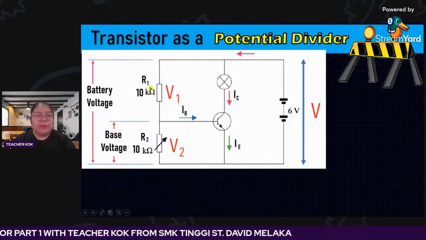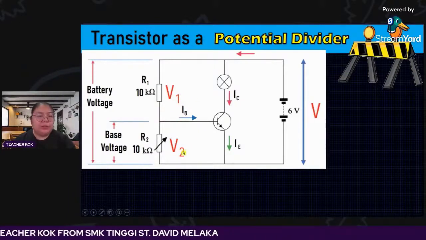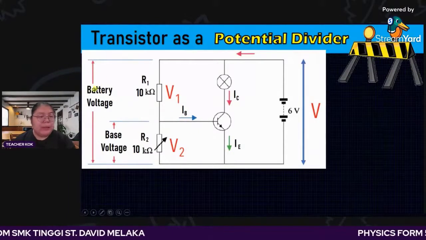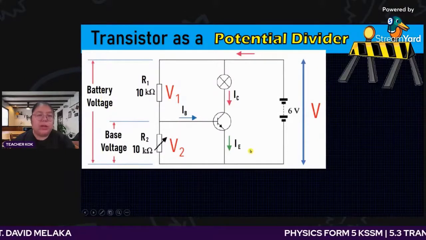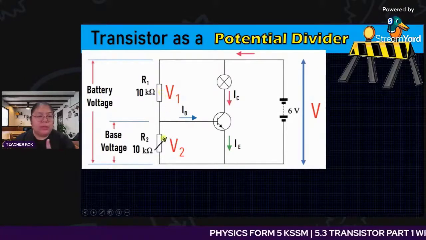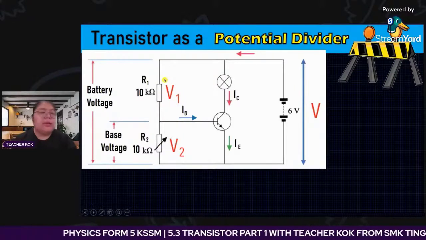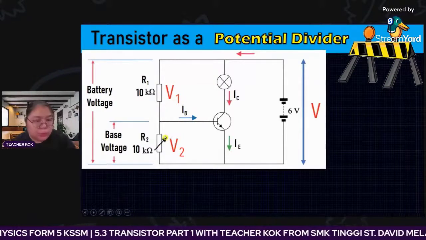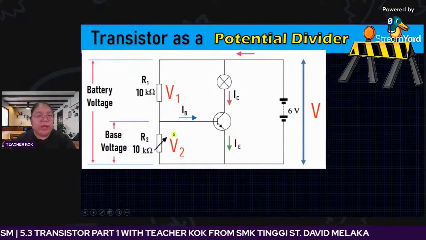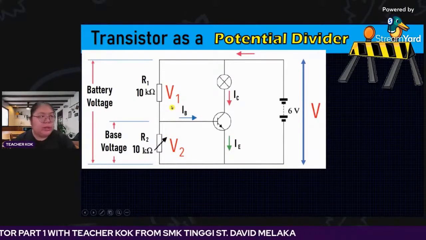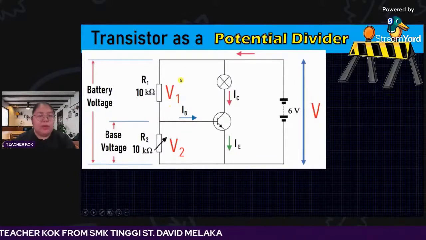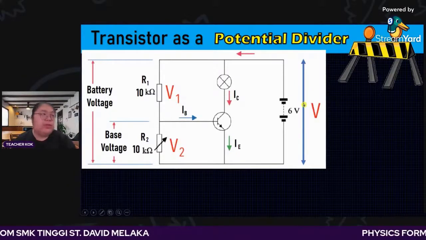So from here we separate it into two potential differences. This one is the battery voltage. This one is R1, this one is R2. We label the upper part as part 1 and the lower part as part 2. So V1 and V2 are actually a voltage divider. V1 plus V2 is actually 6 volt.